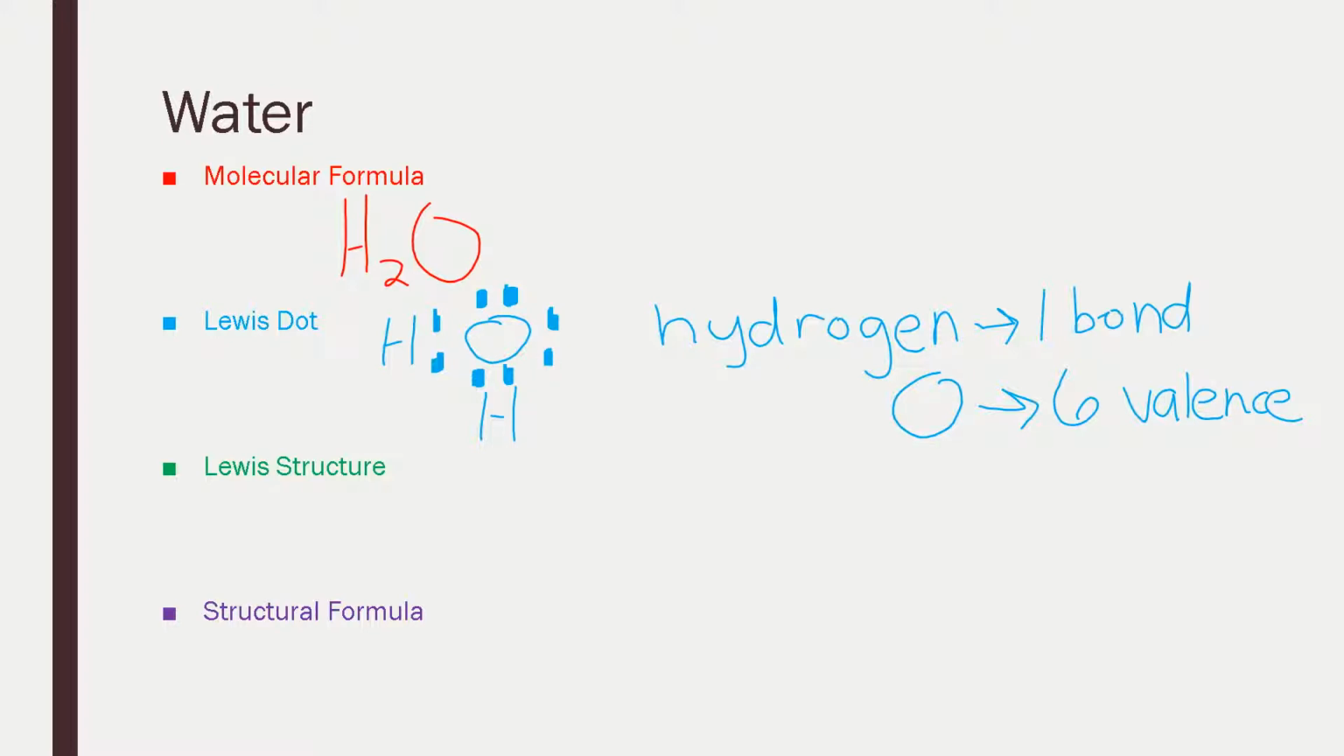Now to form our Lewis structure, we are going to have an O and 2 H's. The bonding pairs can be represented by dashes. And then we are going to have our lone pairs represented. Our structural formula is going to look just like this. O, H, H. And we're just representing our bonding pairs.